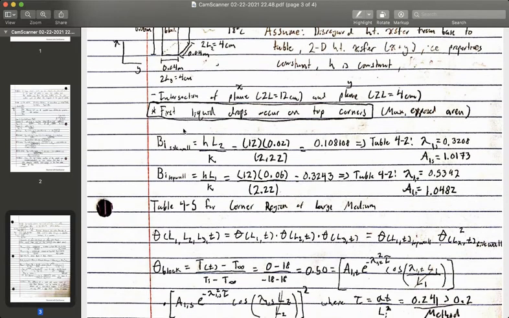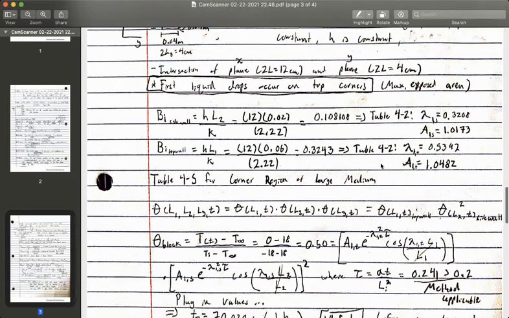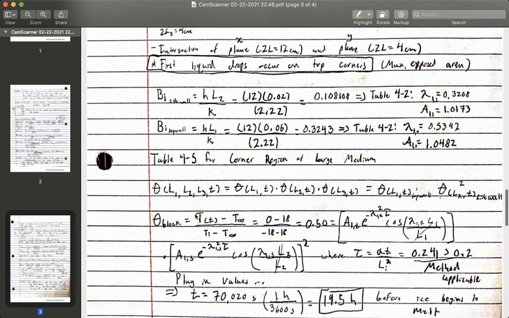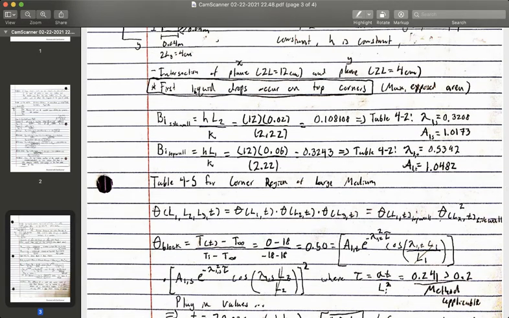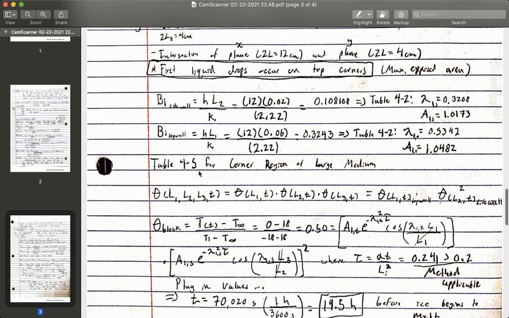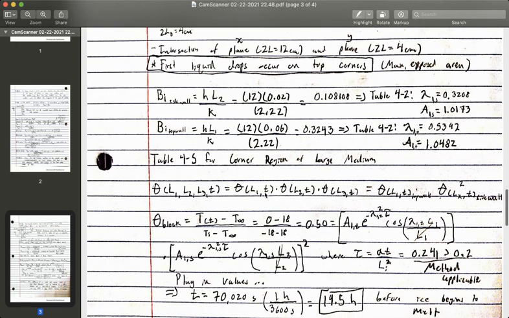So we need to find the Bi number for both of these planes, and once we have that, we use it with table 4-2 to find these corresponding parameters for the equation we know we're going to use. Once we have both those parameters for both these planes, we're then going to move on. I did this up here, but we know that the first liquid drops, the melting, is going to begin at the top corners because that's where there's the most exposed area. So we use that fact with table 4-5 to get this equation here.